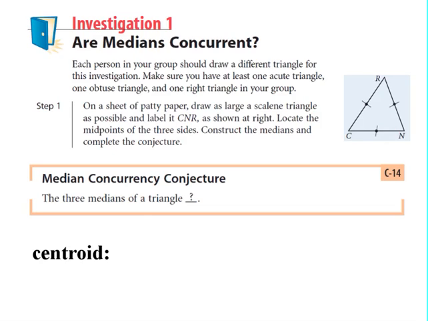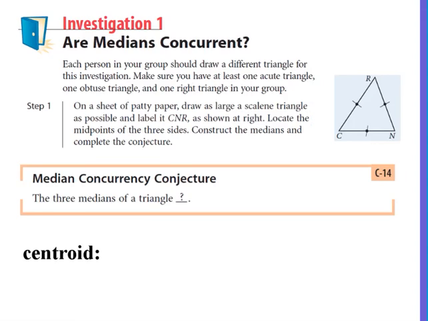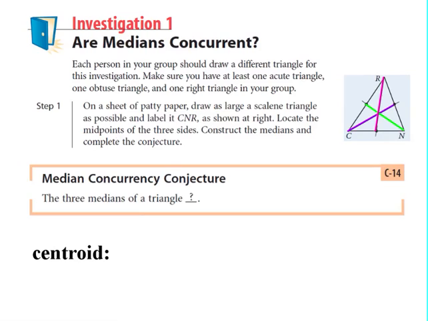Once you get those three dots done, go ahead and draw the medians in. For those of you who are confused, this is what you're going to do. You start here at C and draw up to that point. Then you come over to N and draw up to that point. Then you go over to R and draw to that point. So you start with a vertex and draw to the point on the opposite side.